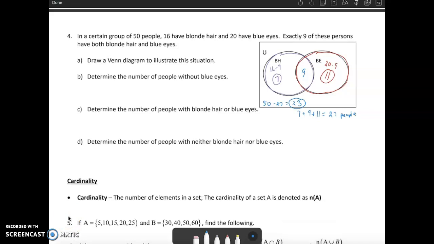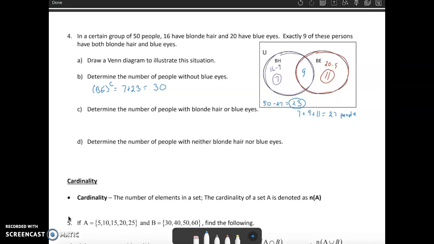It says, determine the number of people without blue eyes. If I wanted to write this as a set, it would be BE complement, the people who do not have blue eyes. So it needs to be everyone outside of the blue eye circle, that's the red circle I created. Everyone outside of that would be the 7 people and then the 23 people. So it looks like there were 30 people outside of that circle.